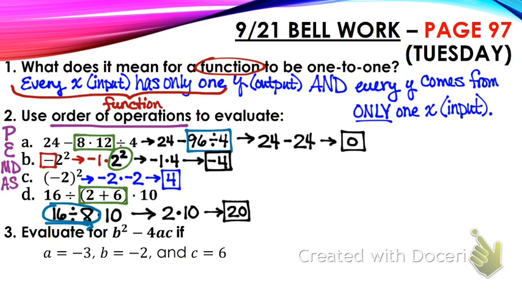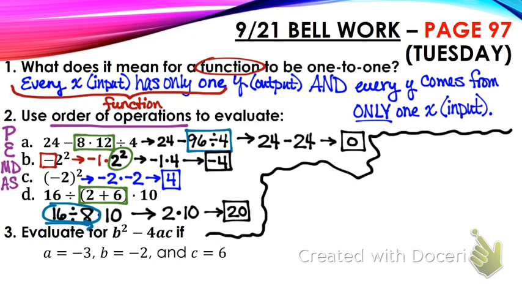And then the last one on the bell work today, it said evaluate b squared minus 4ac if a is -3, b is -2, and c is 6. I've got all this wide open space over here off to the side, so I'm going to do my work over here because it's really hard to see at the bottom of the screen. Okay. So we want to substitute into b squared minus 4ac. What am I putting in for b? -2. Should I put parentheses around that?